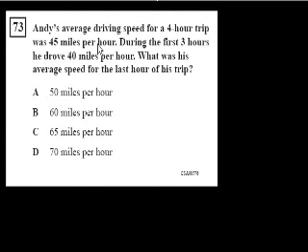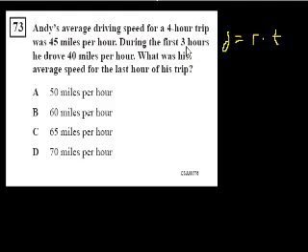Go. Andy's average driving speed for a 4-hour trip was 45 miles per hour. During the first 3 hours, he drove 40 miles per hour. What was his average speed for the last hour of his trip? Okay, so distance is equal to rate times time.